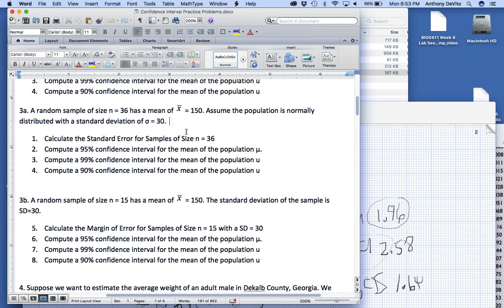So in this case, the standard error is going to be equal to sigma, which is 30, over the square root of the sample size, which is 36, so 30 over 6. So the standard error here would be equal to 5 instead of 3. So our confidence interval is going to be 150 plus or minus 1.96 times 5, instead of times 3. And you just do the same calculation.